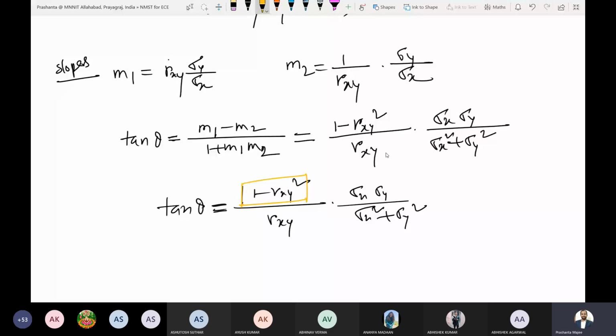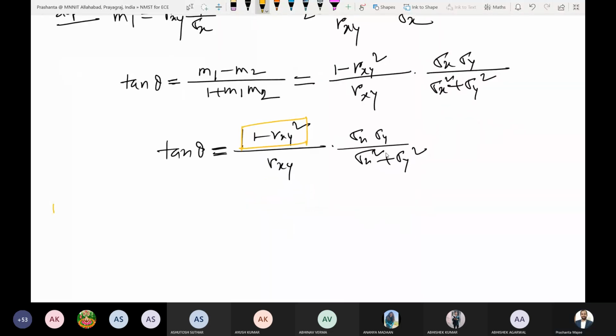If r equals plus or minus 1, rxy, the correlation coefficient of the two dimensional data, is plus or minus 1, then what is tan theta? Zero. Yes or no? So what does it mean by that? The two lines of regression are coinciding.